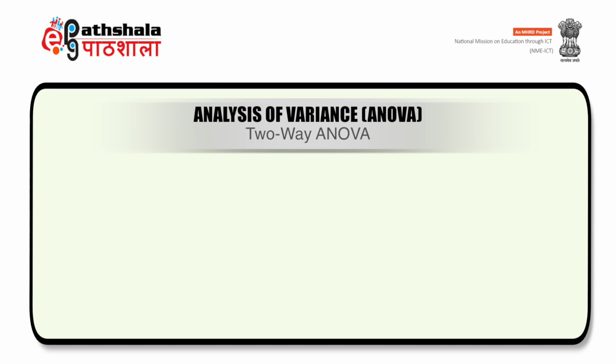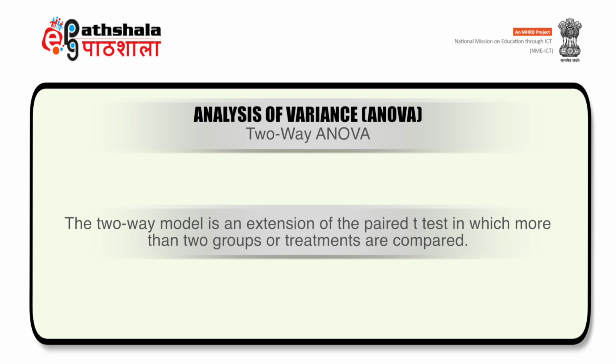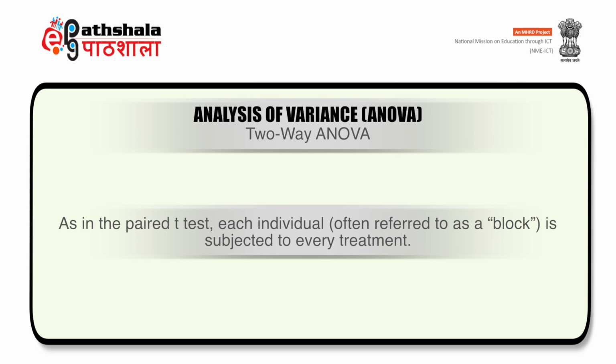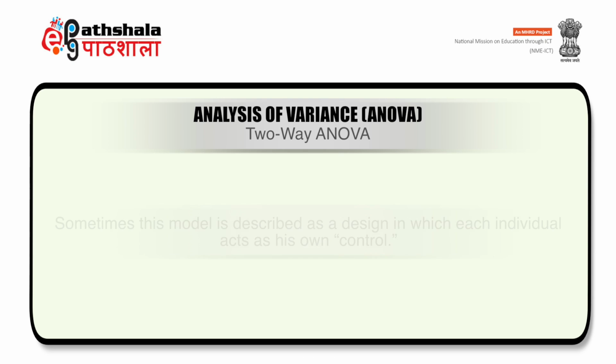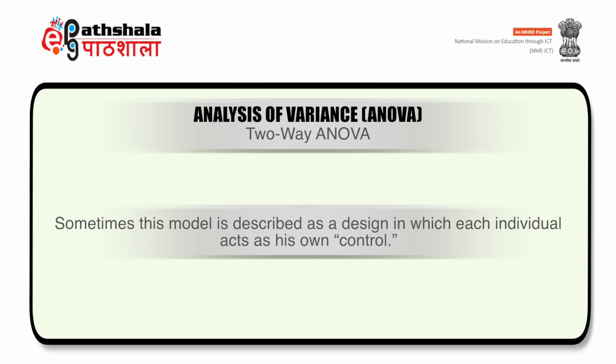Now we will further study two-way ANOVA. The two-way model is an extension of the paired t-test in which more than two groups or treatments are compared. As in the paired t-test, each individual, often referred to as a block, is subjected to every treatment. Sometimes this model is described as a design in which each individual acts as his own control.